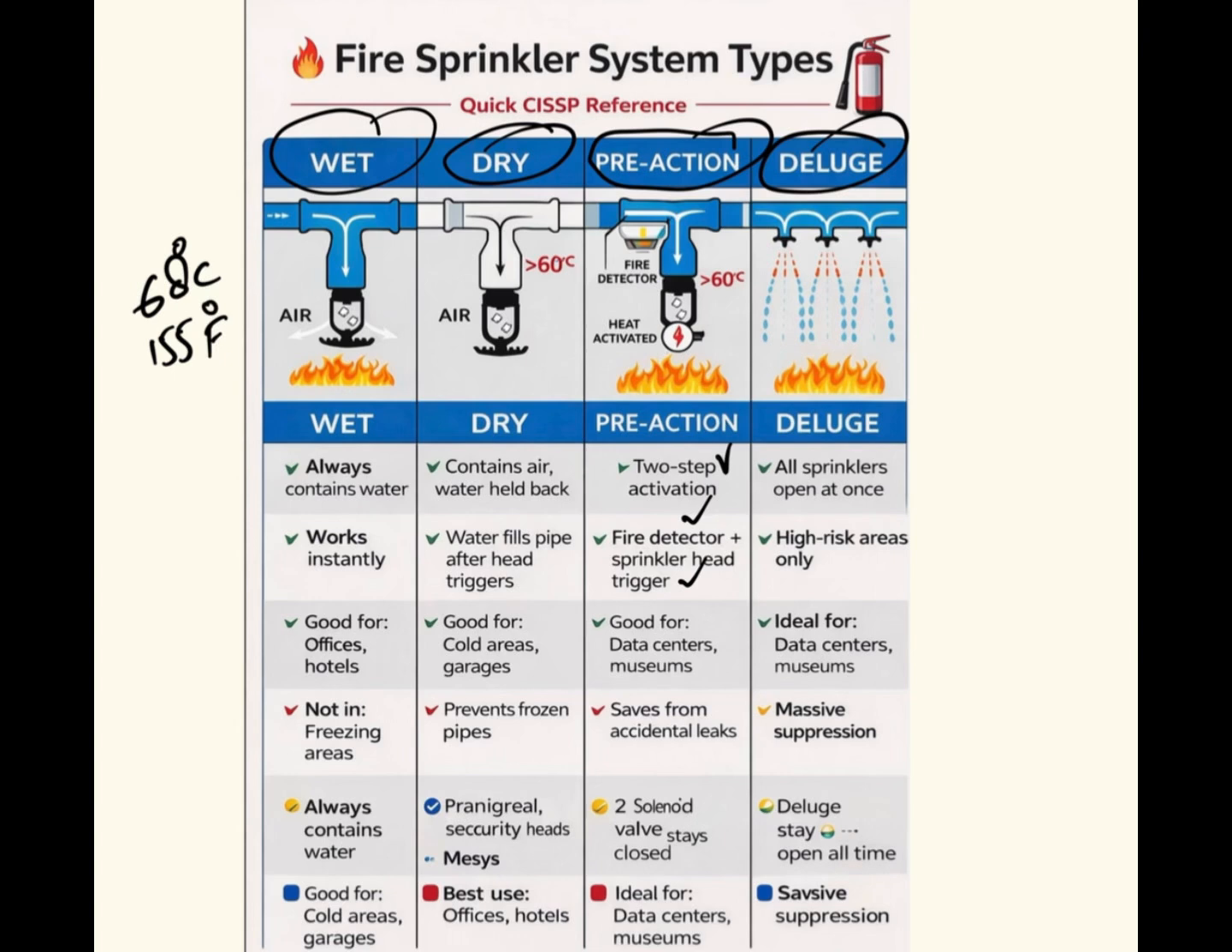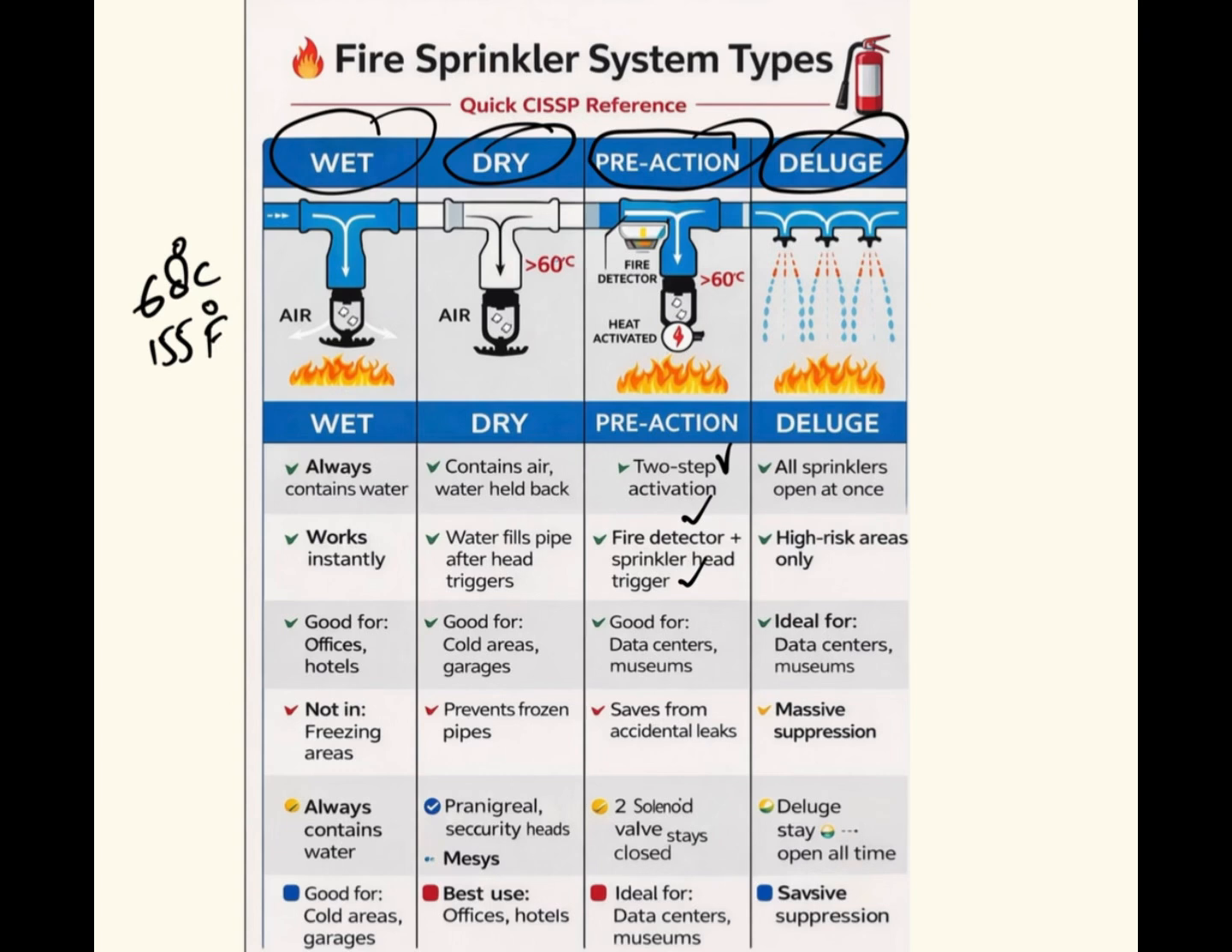Accidental discharge is very unlikely, but false negative risk is high. If the detector fails, no water in the pipe, the sprinkler cannot discharge. So it protects assets but depends on detection. Deluge sprinkler, false positive risk highest. Once the detector false alarms, all sprinklers flood the area, so it could cause very big damage.